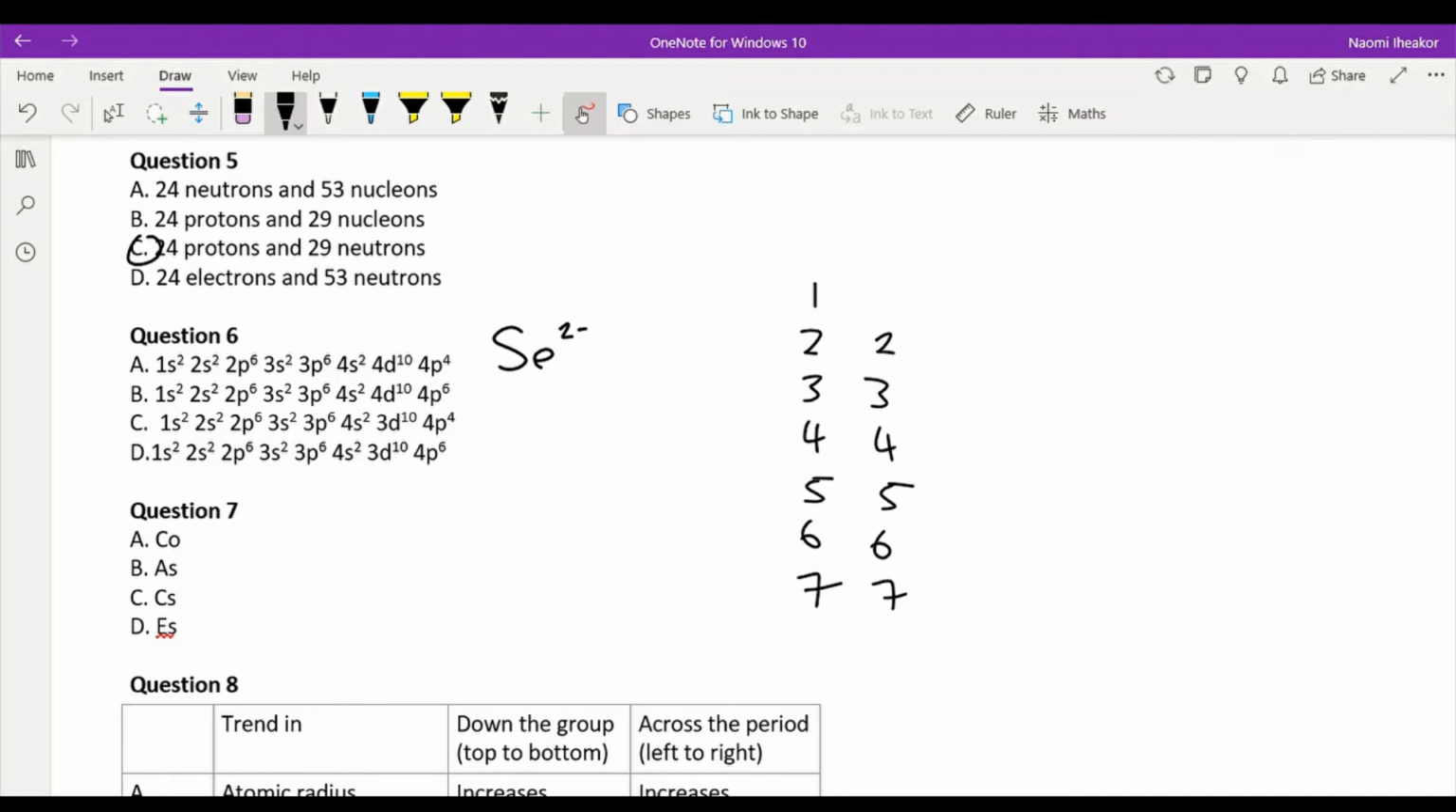Then you do 3 to 6, 3, 4, 5, 6, and then 4 and 5. So it should end up looking like a sort of play button, a triangle. And then in the first column, they're all S's. In the second column, they're all P's. Third is D, and the fourth is F.